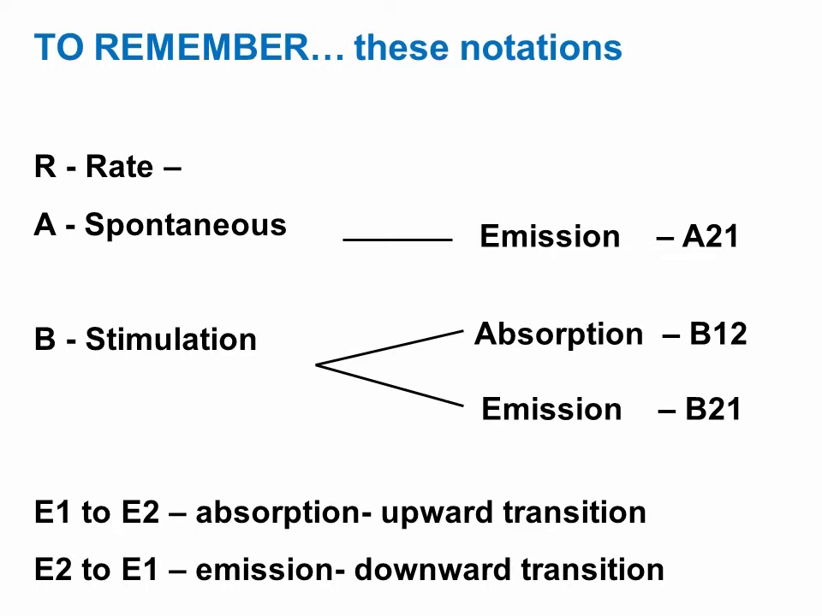Once again you remember, E1 to E2 means absorption process takes place, that is upward transition. E2 to E1 is downward transition, the emission process takes place.